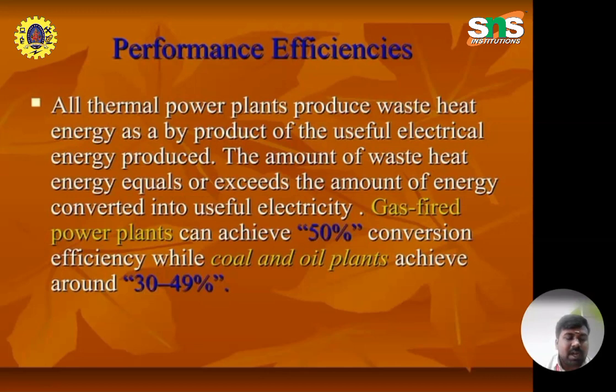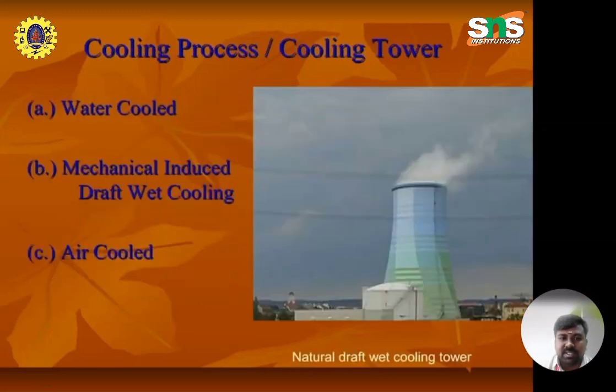Performance efficiencies. All steam or thermal power plants produce waste heat energy as a byproduct of the useful electric energy produced. The amount of waste heat energy equals or exceeds the amount of energy converted into useful electricity. Gas-fired power plants can achieve 50% conversion efficiency, while coal and oil plants achieve around 30 to 49% efficiency. For cooling purposes in power plants, cooling towers are used.